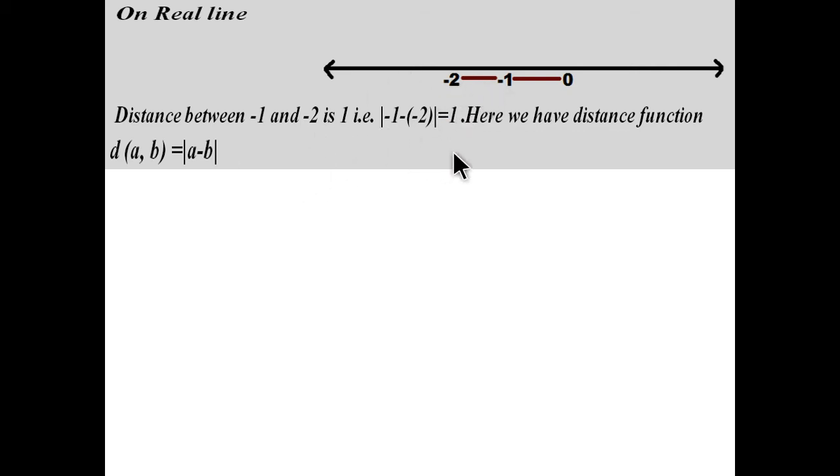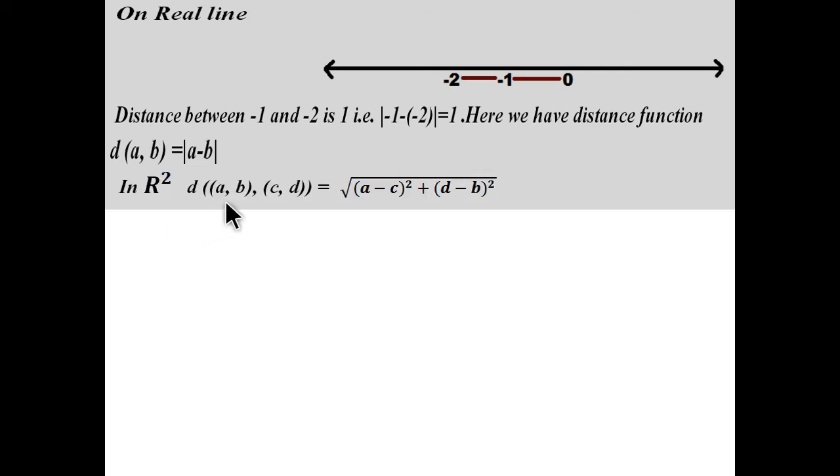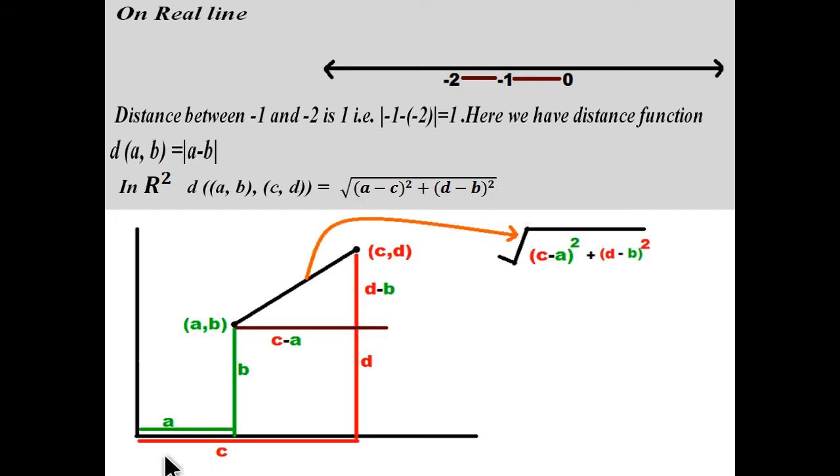What about R square, the two-dimensional space? Then the distance between (A,B) and (C,D) is equal to the square root of (A minus C) square plus (D minus B) square. Now we will see how the distance between these 2 points is equal to this number. For this, look at this diagram. We have 2 points (A,B) and (C,D). Now draw these lines. The length of this line segment is A because the x coordinate of this point is A.